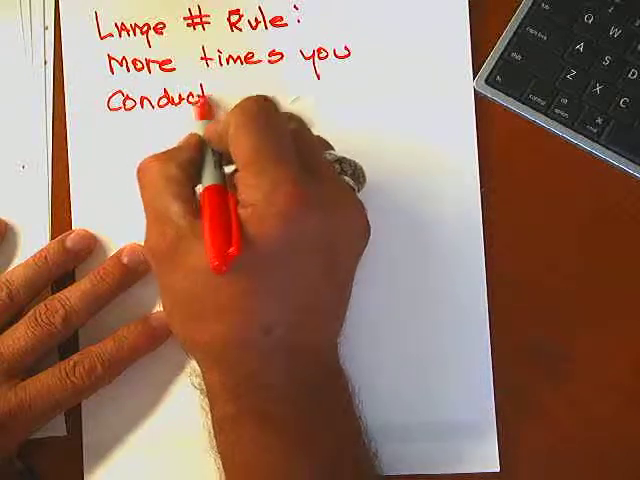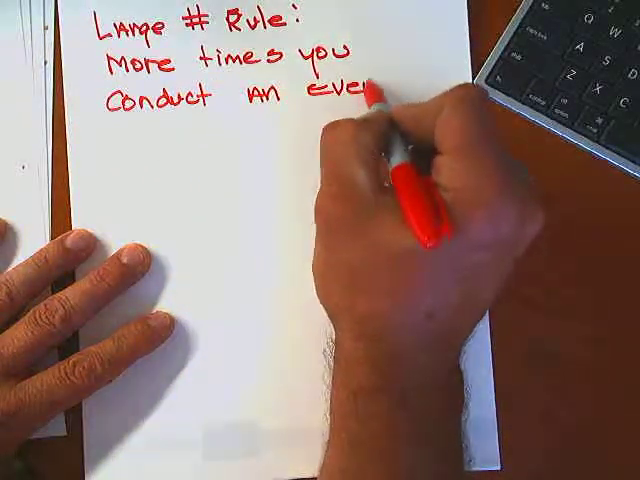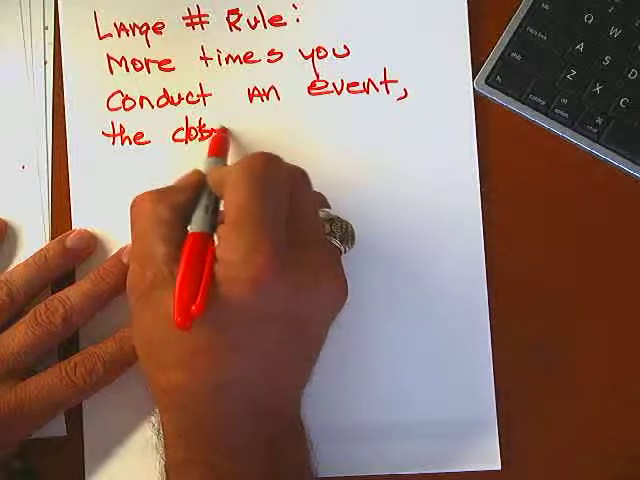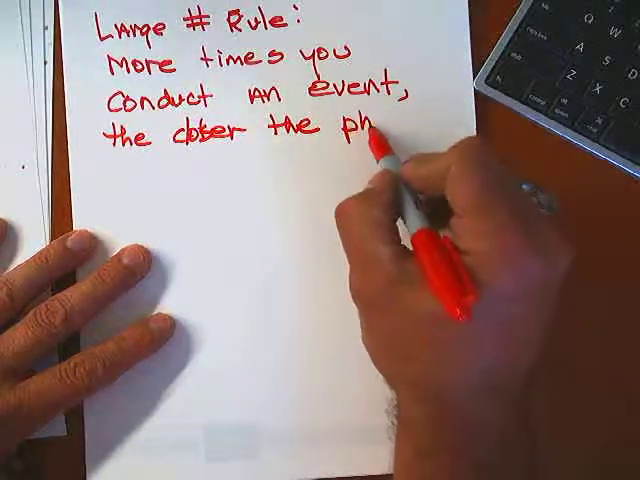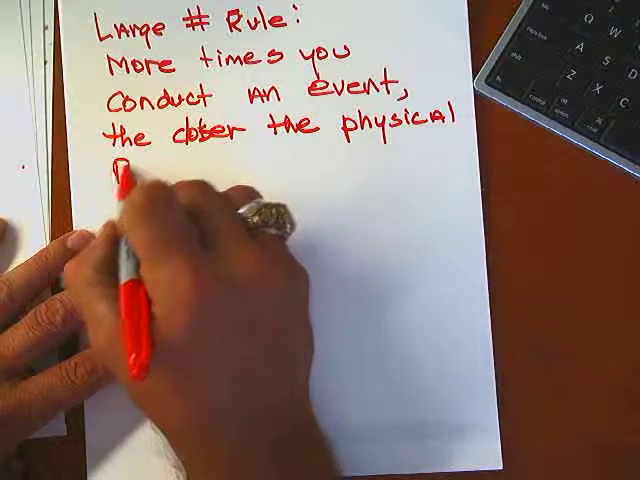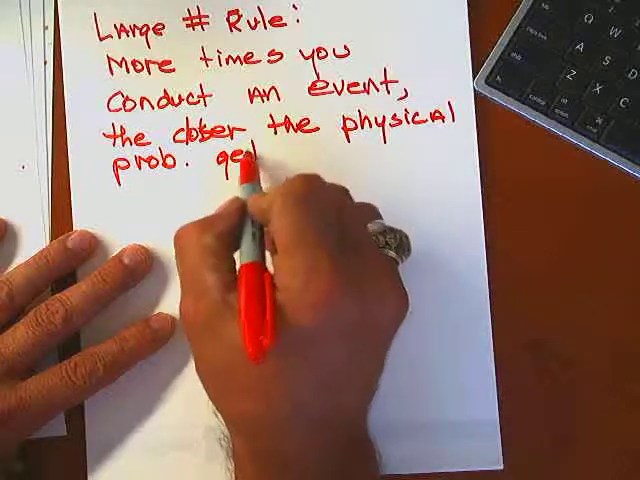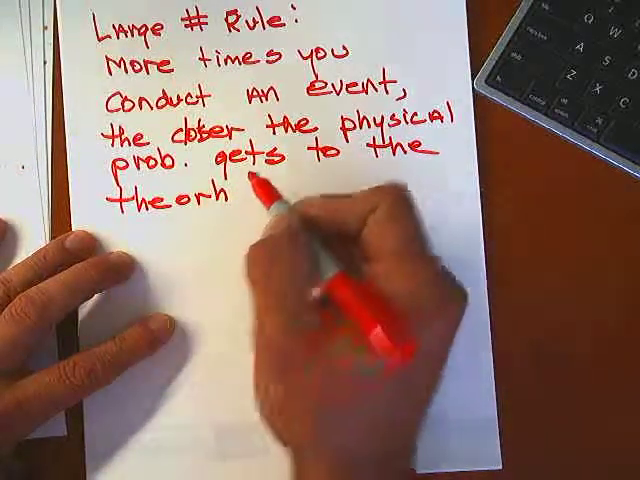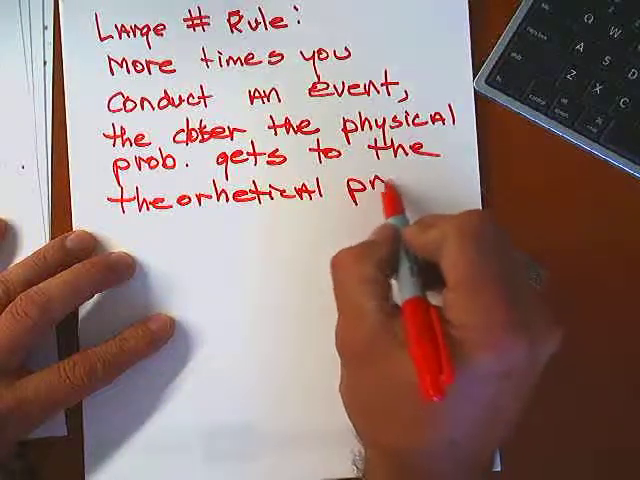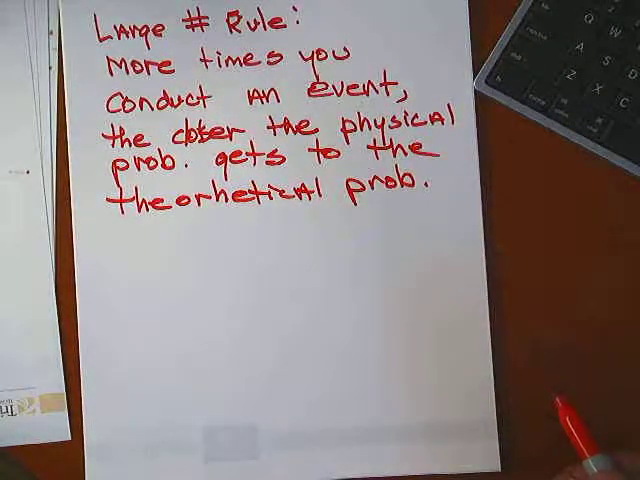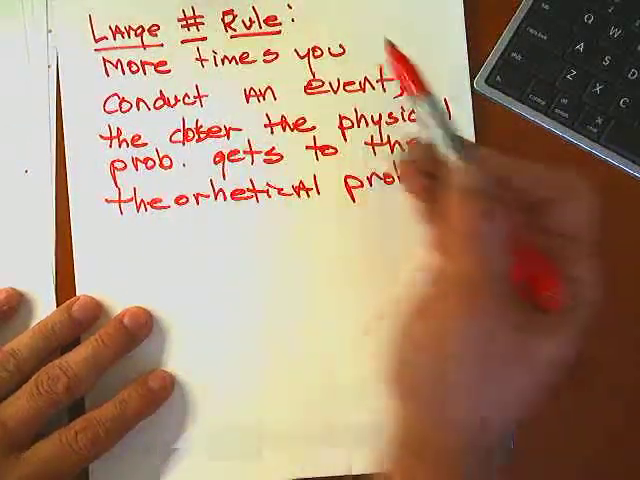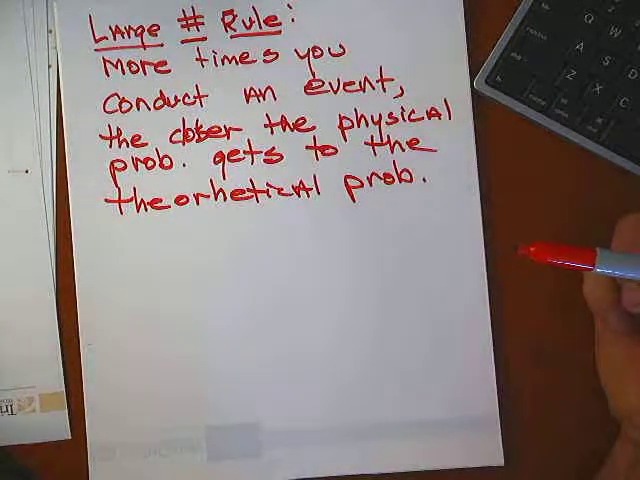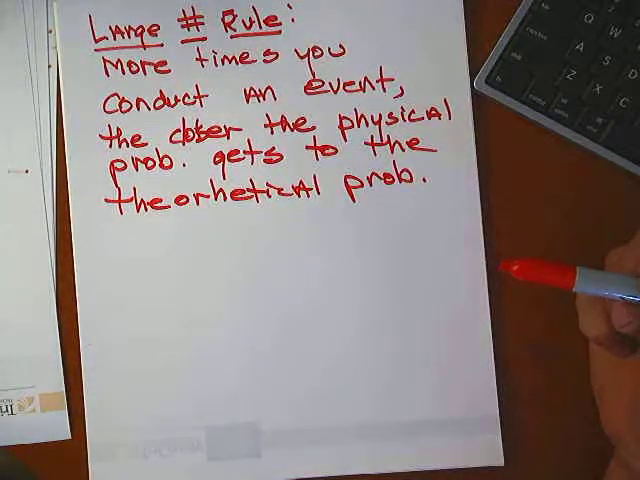So that leads us to the large number rule. The large number rule states that the more times you conduct an observation, an event, whatever you want to call it, the closer the physical probability gets to the theoretical probability.